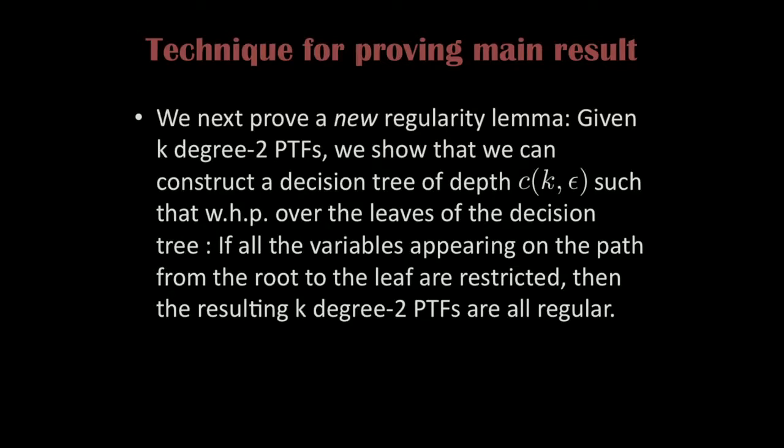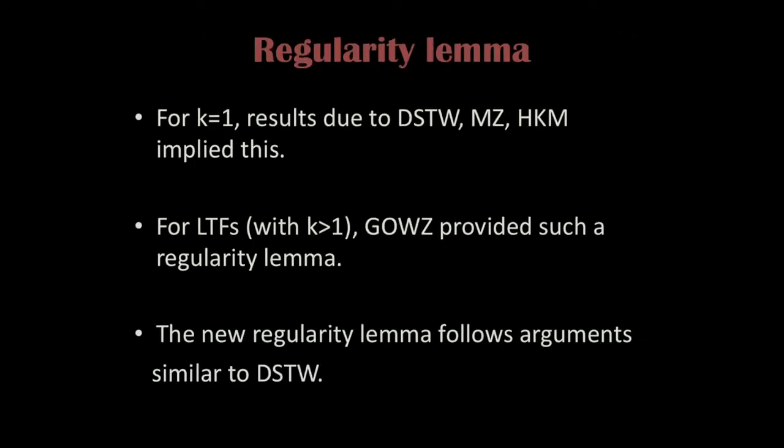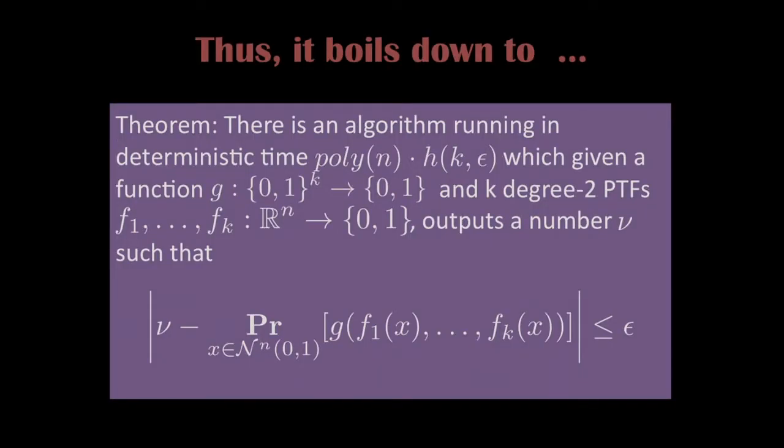So this is efficiently constructible, and that will mean that once you know how to count for regular PTFs, you can just go over all the possible paths of the decision tree, do this counting at every leaf, and you can get an estimate. I don't want to go over this too much. The proof techniques follow from existing results in the field. So what it boils down to is proving this main technical result over the normal distribution.